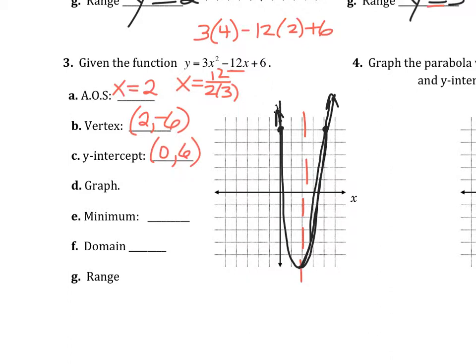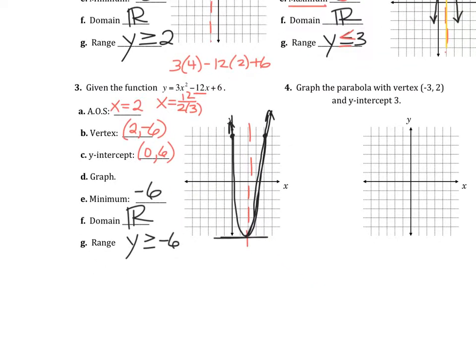Okay, so now let's find the minimum. The minimum of this graph is the lowest that it goes. The minimum is negative 6. Domain, all real numbers. And the range would be y is greater than or equal to negative 6.